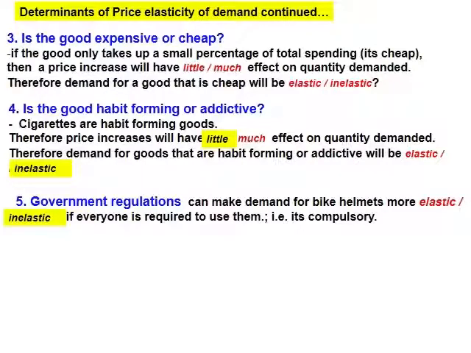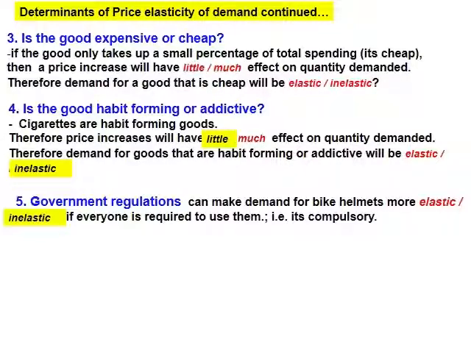The third determinant is related a little bit to necessity and luxury. Is the good expensive or cheap? Expensive goods, like overseas holidays, luxury items if you like, take up a large percentage of our spending. So any increase or decrease in price is going to bring a very sensitive response. Quantity demanded will increase or decrease relatively more from the price change.